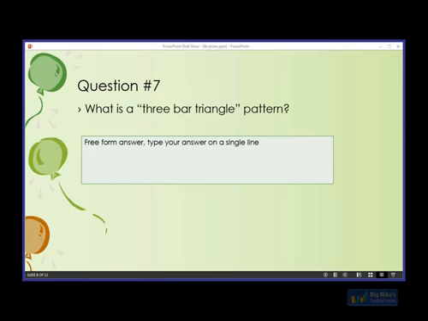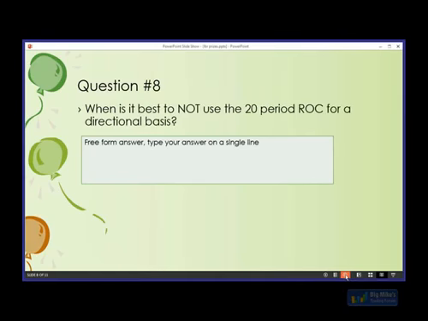And here comes number 8. When is it best to not use the 20-period rate of change for a directional basis? Actually, that should read 2 period. Yeah, sorry, 2-period. 2-period rate of change. There you go. Don't use it when the ranges are narrow. Okay, so Franz, good job. I need your username.